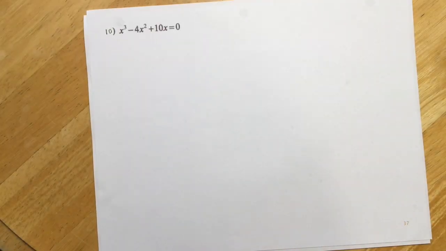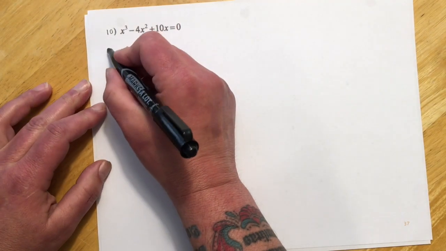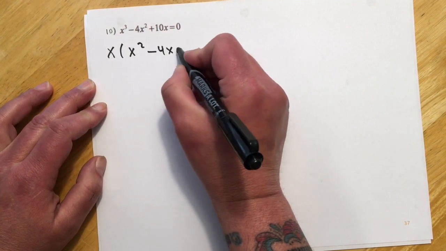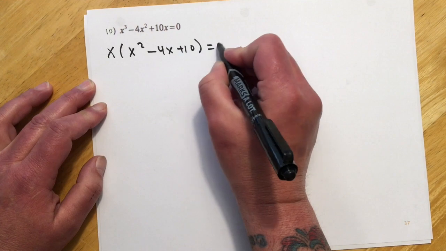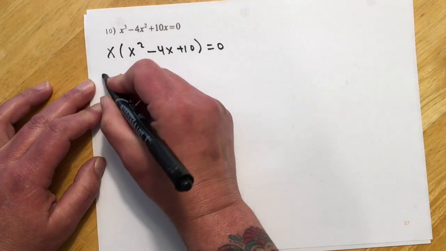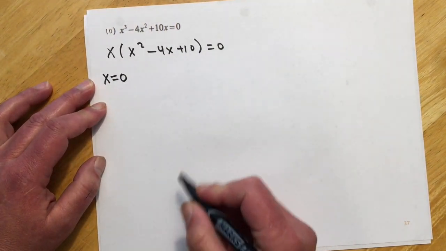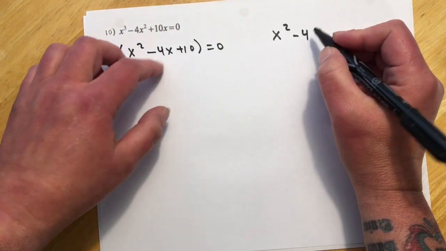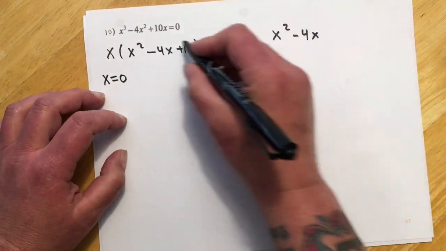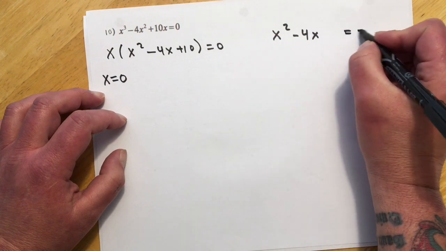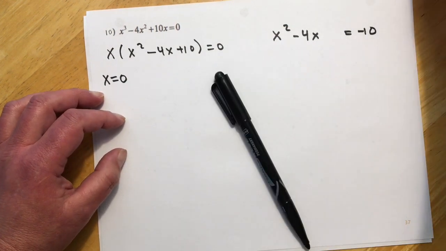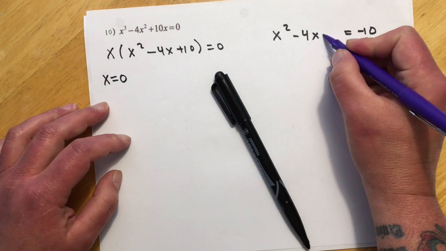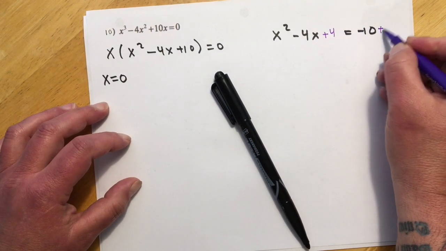Okay, so number 10 just has a little GCF of x, so I'll get that out of the way first. So x squared minus 4x plus 10 equals 0. So this one's going to be x equals 0. And then for this one, I would complete the square because a is 1 and b is even. So I'm just going to bring the 10 over. And then I can do half of 4 will be 2, and then squared will make 4. So plus 4 plus 4.